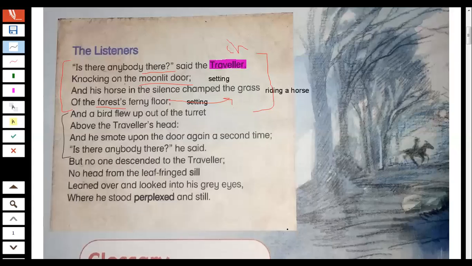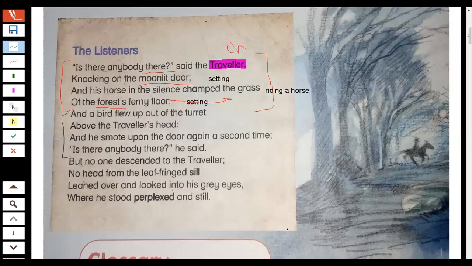Okay. Now, upon your thinking, let's analyze together. First of all, let's go ahead with the rhyming scheme. Turret, head, time, said. Till now, it is still following the same rhyming scheme. A, B, C, B. Turret, head, time, said. Great.